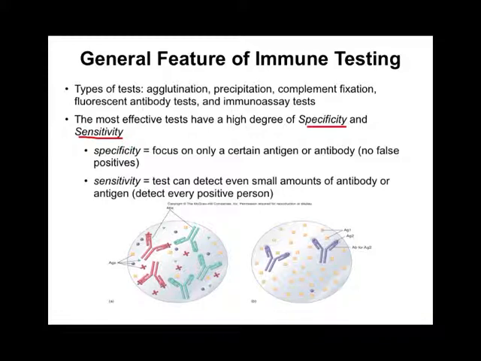By specificity, we mean that there are no false positives. That is, we're focused only on a certain antigen or antibody. In this case, we're looking at the antigen, the pink plus sign, and its particular antibody. This other antibody is not picking up that antigen. Now, sensitivity means that we're going to detect it in every positive person. That is because very small amounts of antibody are picked up by the antigen. So ideally, we're both specific and sensitive.